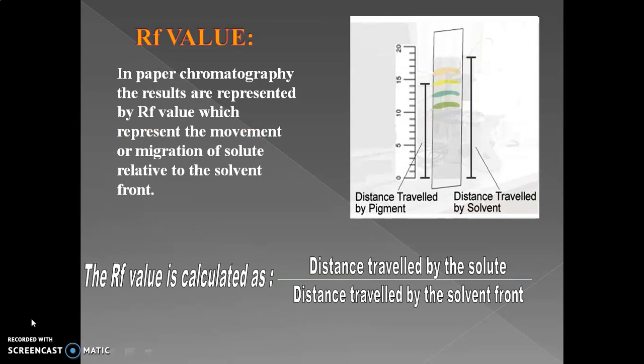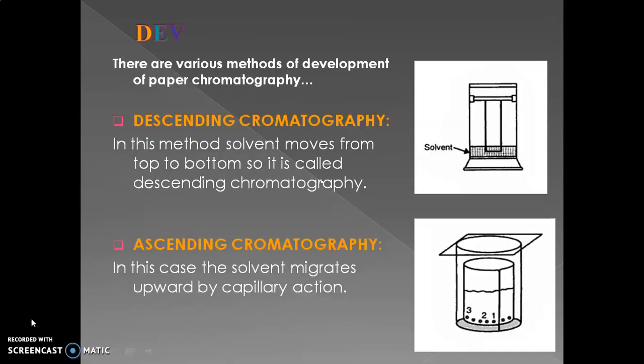After developing, we have to calculate the Rf value. The Rf value is also called the retention factor, retardation factor, or relative to the front value. In paper chromatography, the results are presented by the Rf value, which represents movement or migration of the solute relative to the solvent front. The formula to calculate the Rf value is the distance traveled by the solute divided by the distance traveled by the solvent front.